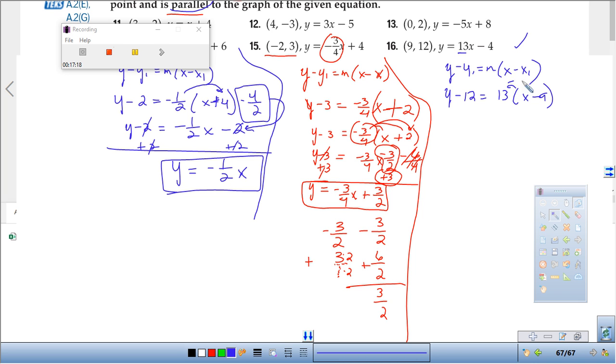Distribute. We're going to go with y minus 12 is equal to 13x. Here we go. 13 times 9. Let's see what that is. 27. 9, 10, 11.